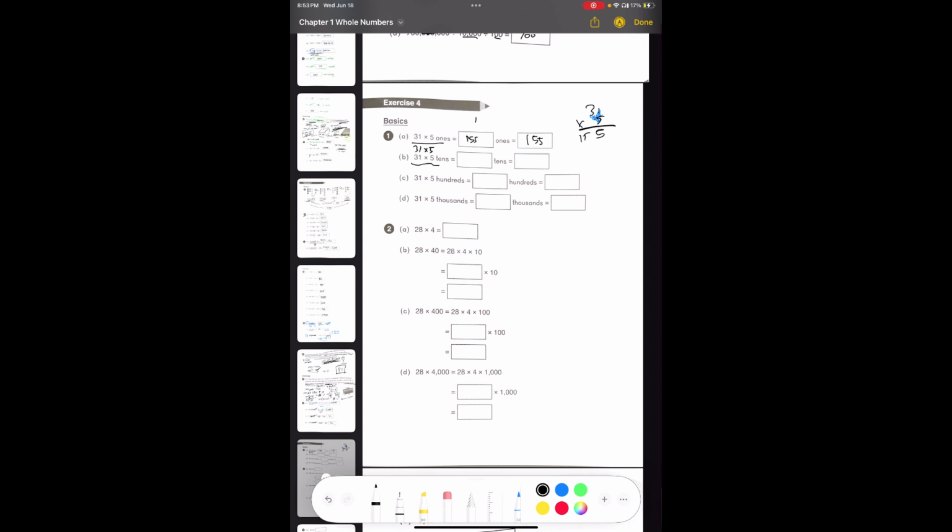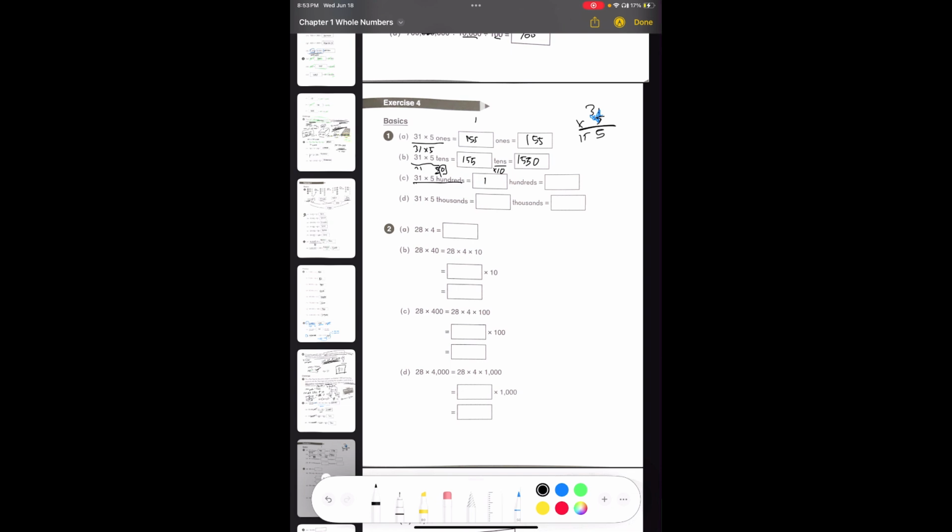31 times 5 tens. 5 tens is 50, so it's 31 times 50. As we already know, 31 times 5 is 155. So 155. There's 0 here, so 0 here. Is this an answer? No, because our unit is tens. So our answer is actually just 155, because tens already means times 10. So the answer is 155 times 10.